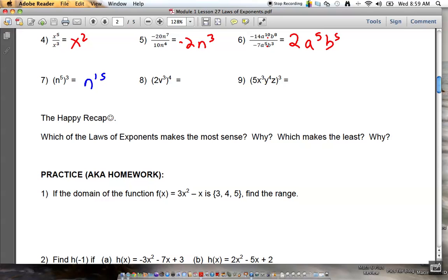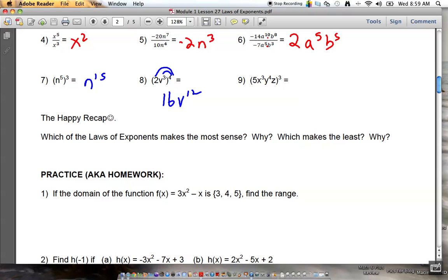Now, danger, danger, danger. This is one that I'm sure some of you messed up. Look, the fourth power refers to everything in the parentheses. It also refers to the 2. So you do 2 to the 4th. No, 2 to the 4th is not 8. That's the second way you can screw up. What's 2 to the 4th, guys? 16. B to the 12th.